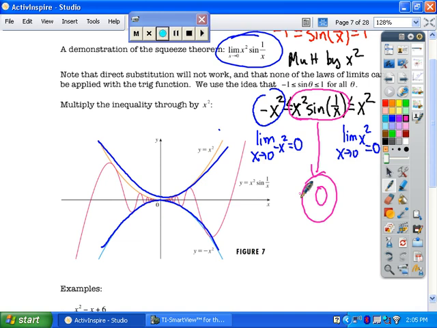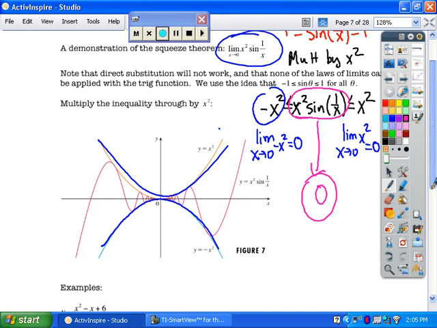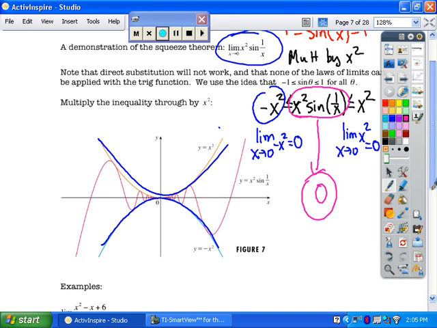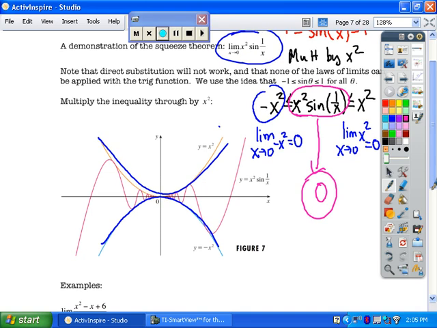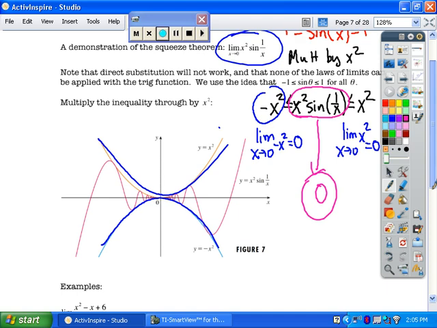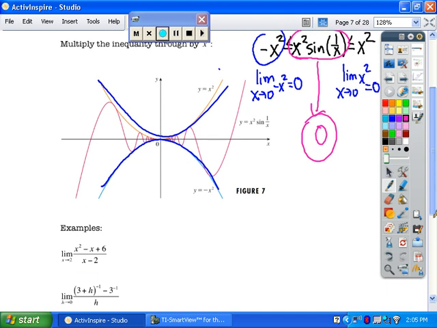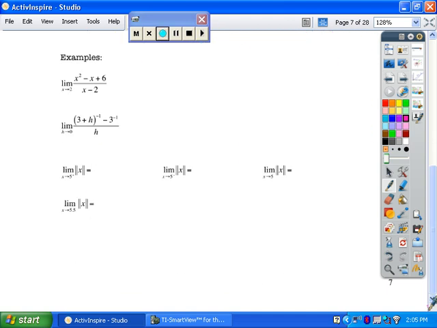I don't think you're going to run into the squeeze theorem too much, but it's kind of interesting to see how that works out in some examples. But it's an alternative way to find a limit for something that would be almost impossible to find the limit of any other way. So let's look at a couple last-minute examples here.